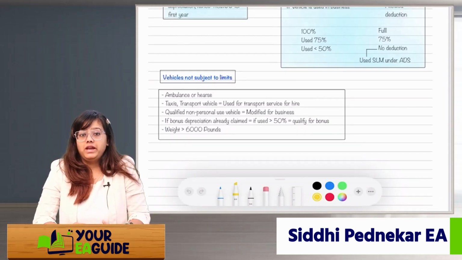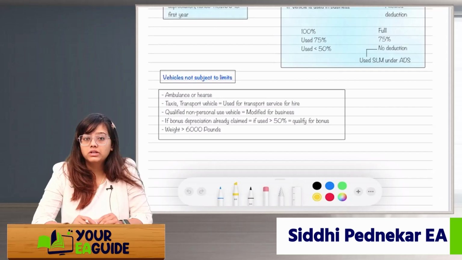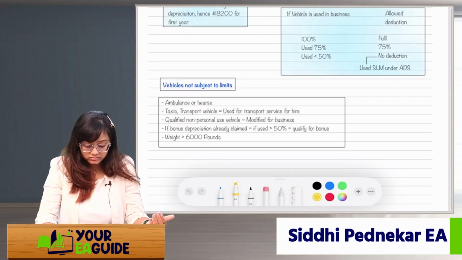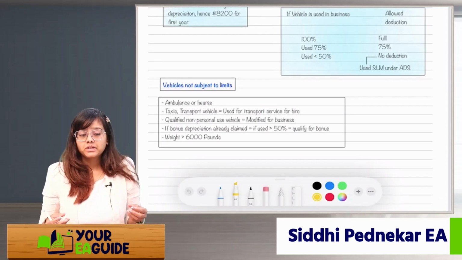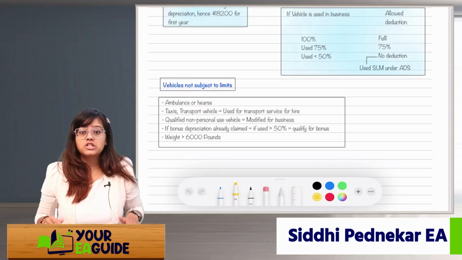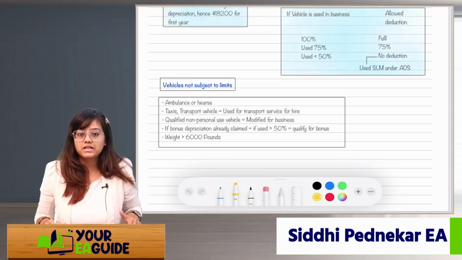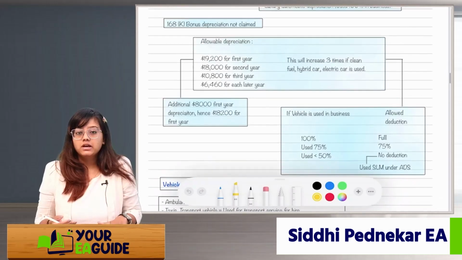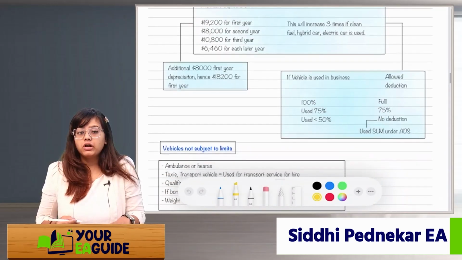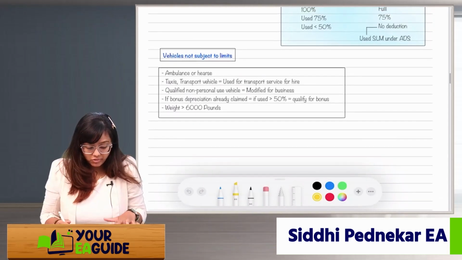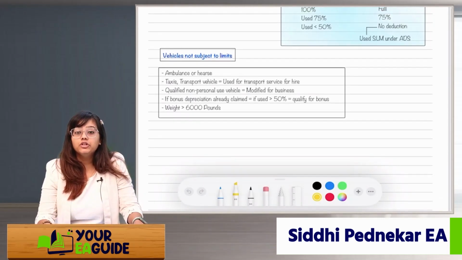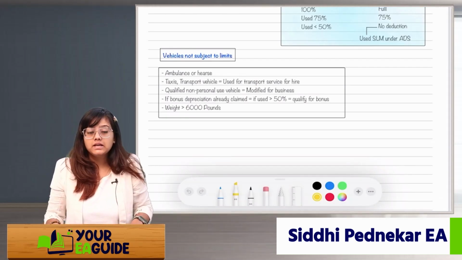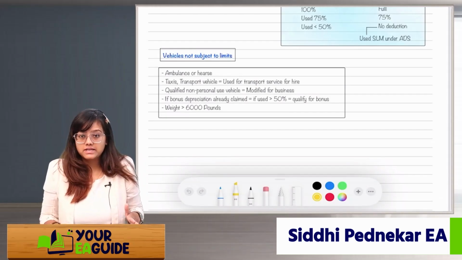There are some vehicles which are not subject to the limits. What are those? Ambulance or hearse, taxis, and transport vehicles which are used in transport service for hire. If it's used in the business for transport service for hire, where your main business is hiring, then it will not fall under this depreciation method. It will fall under different methods. Next is qualified non-personal use vehicle modified for the business. If it's a non-personal use vehicle but it's just modified and used in the business, then it will not fall under this depreciation table.